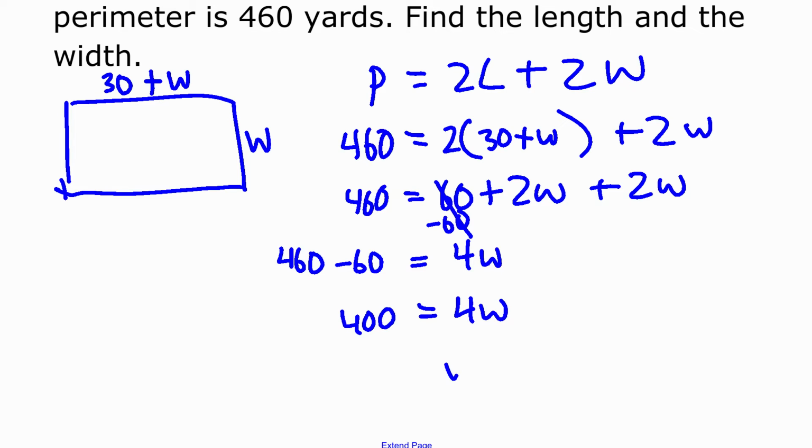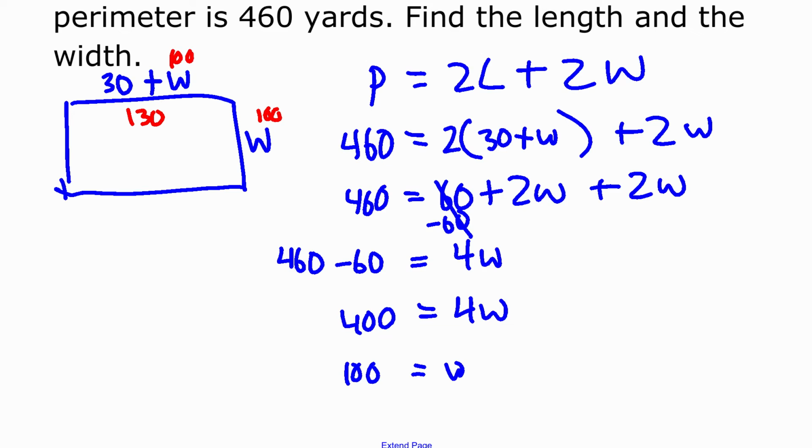Divide both sides by 4. And I get the width of this soccer field is 100. So if the width is 100, we write that in there. Then the length is 30 plus 100, or 130. So if they want to know the length, it's 130, and the width is 100.